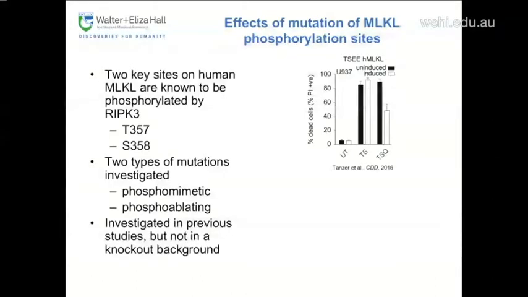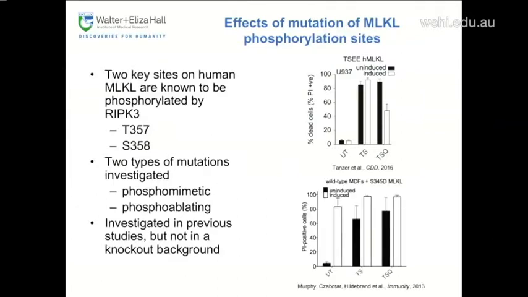So these mutations have been investigated in previous studies, but not in a knockout background. What Maria found when she was looking at this in wild-type U937s was that when she induced the protein, it did look like it was decreasing the amount of necroptosis that was occurring. Although because the endogenous protein was still there, it's hard to definitively say what is going on, but it is looking like it's acting as a dominant negative in this circumstance. And again, this is different from what you see in the mouse, because the phosphomimetic version in the mouse causes an overactive protein as well.